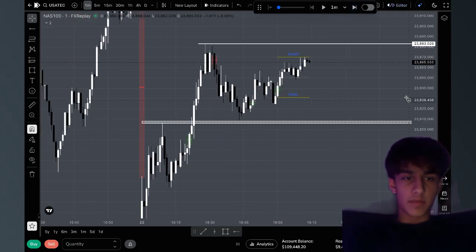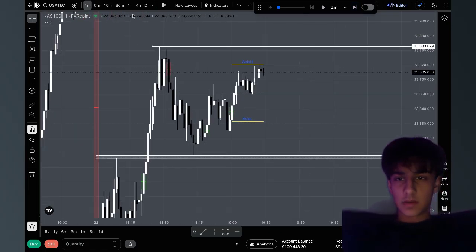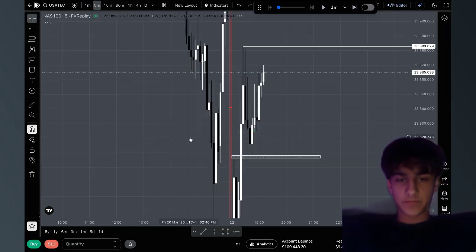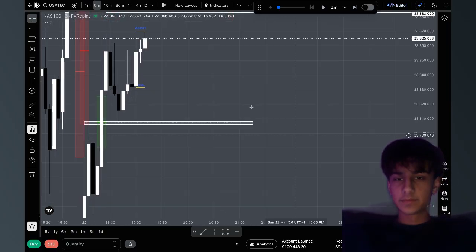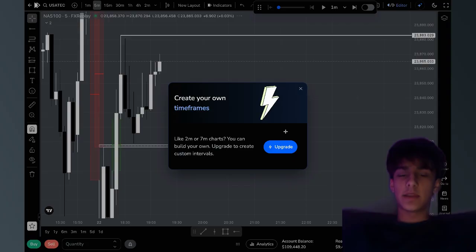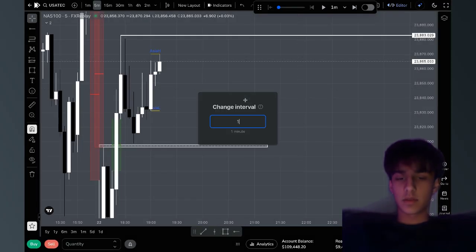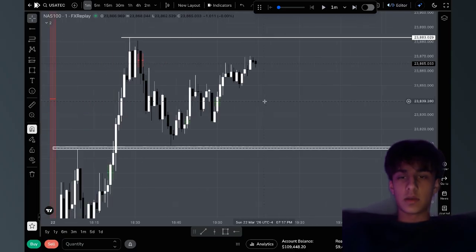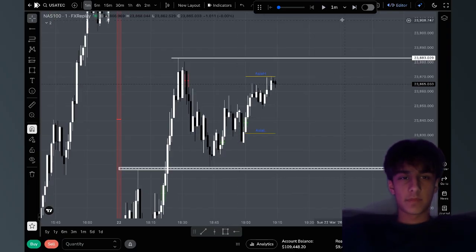So again, we're coming up here. I have to keep searching between the time frames. Don't really see anything yet. Oh shoot, I want 2 minute. Okay. Let's keep it going.